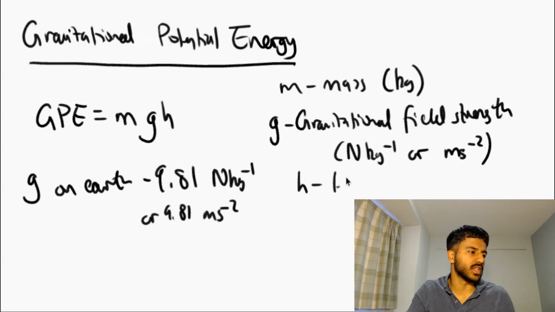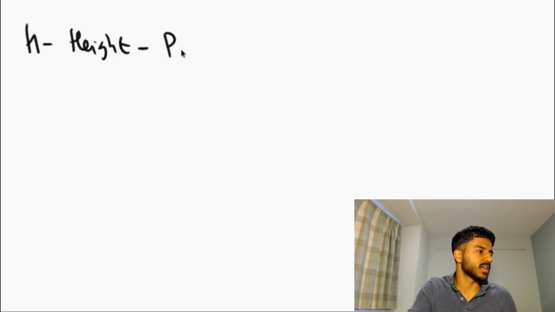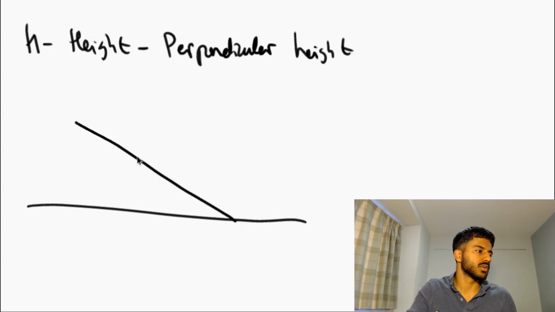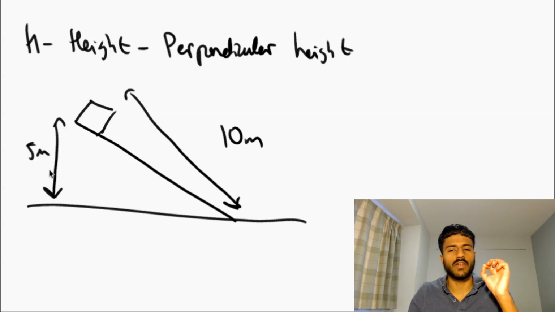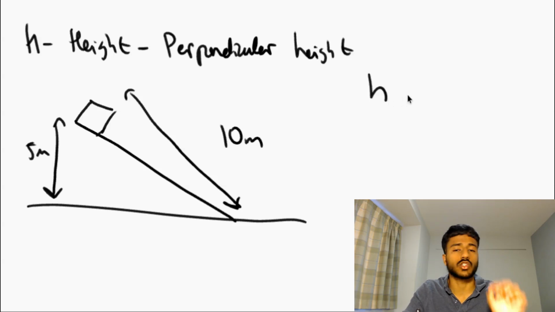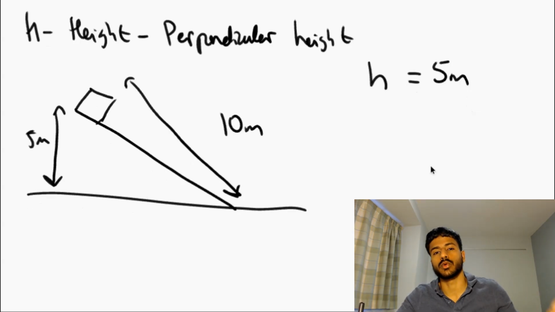And here h stands for the height above, usually the Earth's surface, and this is given in meters. Now this height here is your perpendicular height. So let's say I had the surface here and a slope, and I had a mass on top of this slope. If this length here was 10 meters, but this length here was 5 meters, the value for my height when I'm using the gravitational potential energy equation is equal to 5 meters. Now that is a common mistake that a lot of people will get wrong.